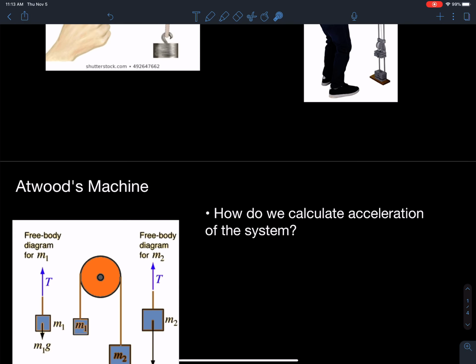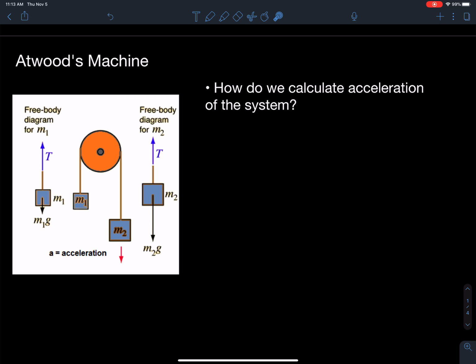The Atwood's machine, something that we looked at last year, is just a simple pulley with two masses attached on either side. One mass is heavier than the other. And what we've done is we've created a tug-of-war against these two masses such that one is going to win and the whole system is going to accelerate in a direction. So this system would accelerate in that direction. You would see the acceleration would go down.